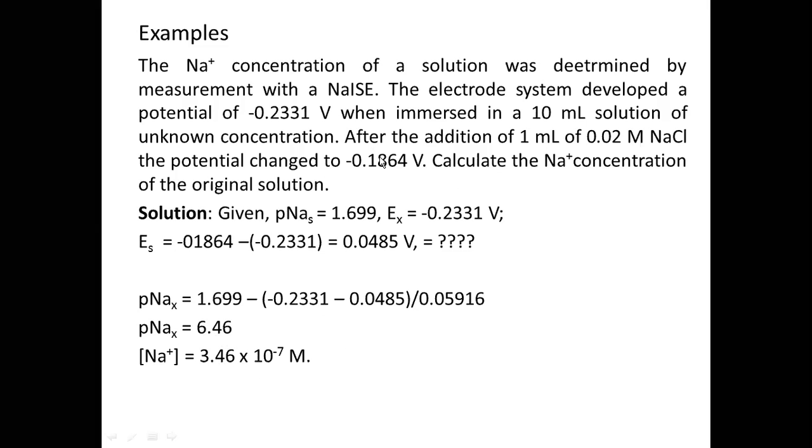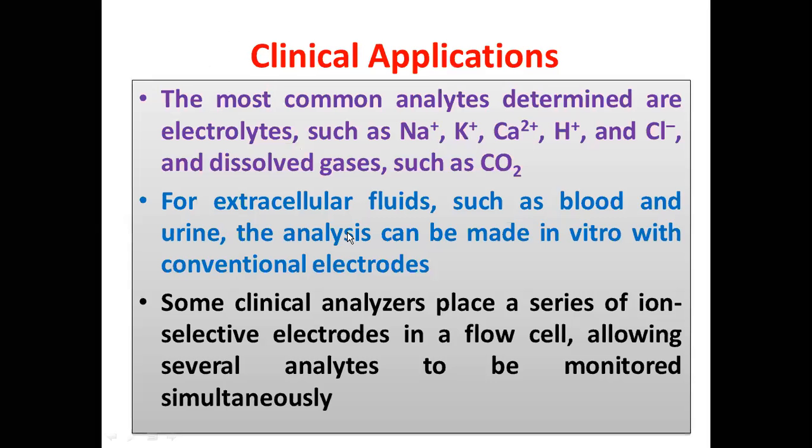So this is how, by doing appropriate calibration, you can determine the unknown concentration of the ions or the analytes present in any sample solution. Apart from such applications for the measurement of pH or the metal ion concentration in any sample, potentiometry can be widely used for the determination of clinical samples.